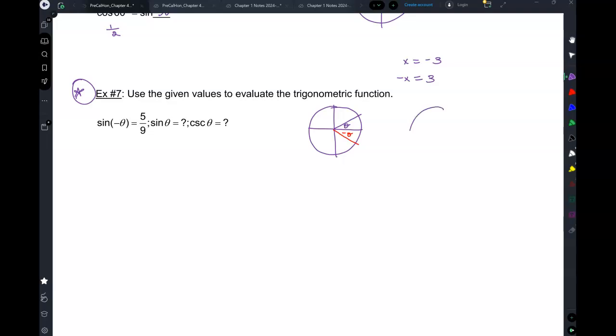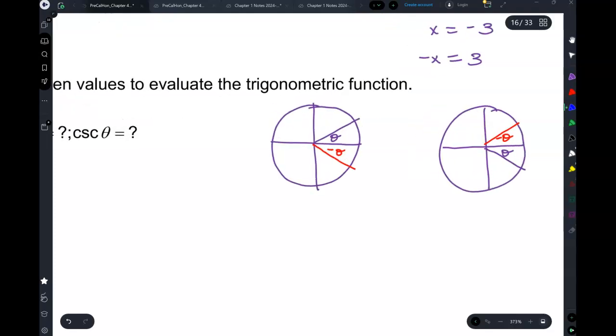For instance, suppose my original theta was this. Now where would negative theta be? Up above, because if theta was negative 30, then negative theta is positive 30. Okay, now let's think about this for a minute. Here we have theta and negative theta. So if you take theta, let's talk about the sine of theta.